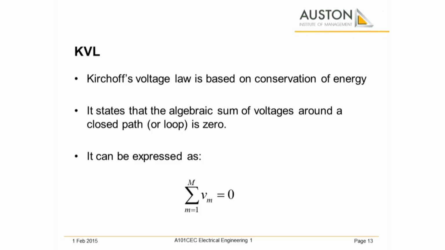It simply means that the algebraic sum of voltages around a closed loop is zero. So, you see, in KCL, it is the summation of current, which is zero. In KVL, it is the summation of voltage that is equal to zero.